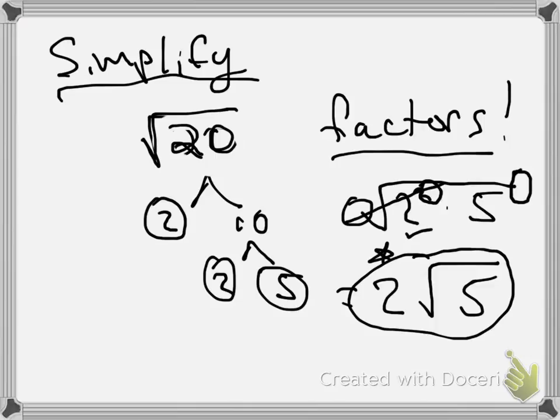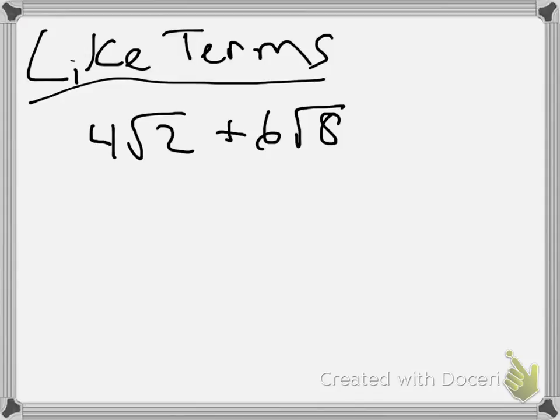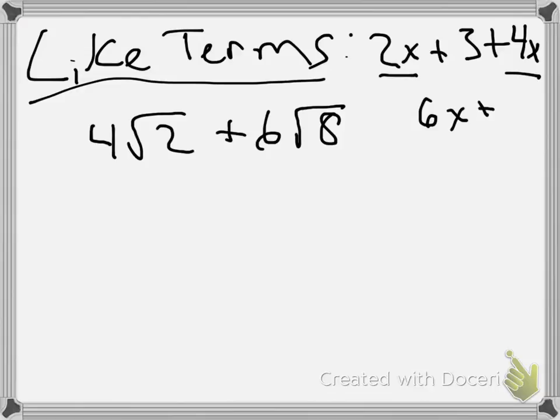That simplification process is going to be really helpful, especially when it comes to things like this, where they ask you to add square roots. And adding square roots brings us back to a concept of like terms. If you remember, you can only add like terms if they have the same variable. So in this case, the first and third term were like, and you could add the coefficients together. The coefficients were 2 and 4, so we could add those together and give me 6x plus 3.